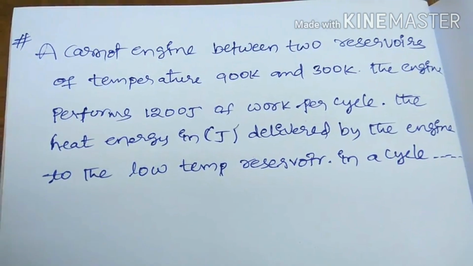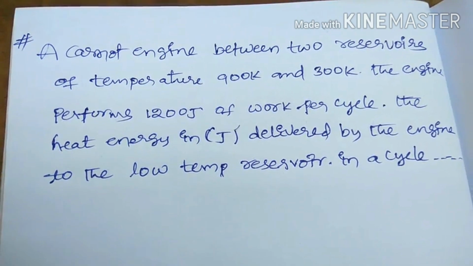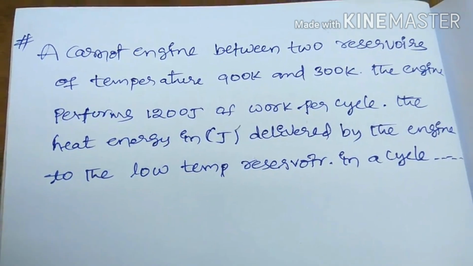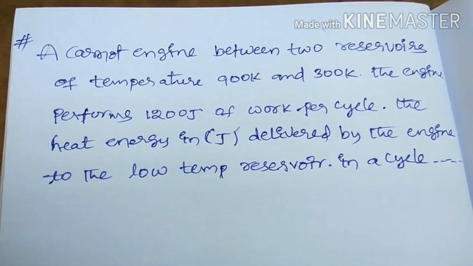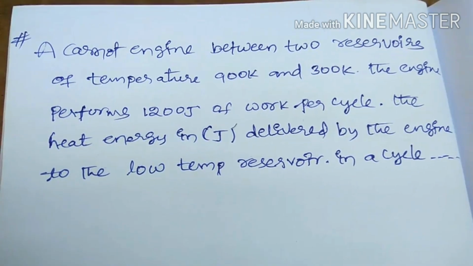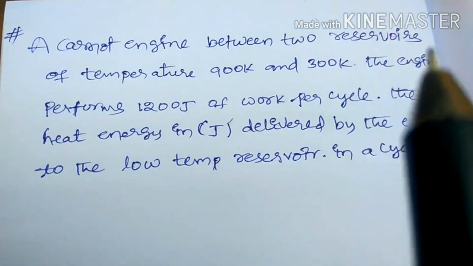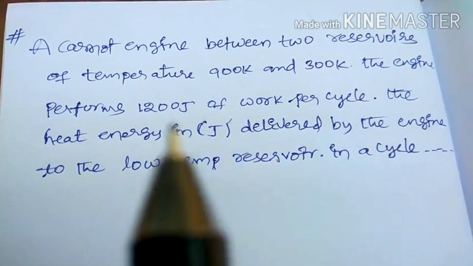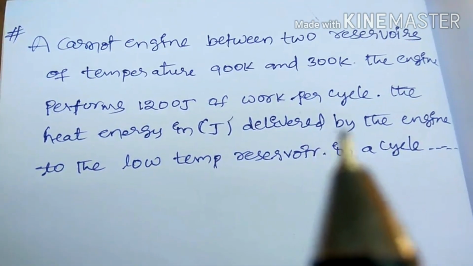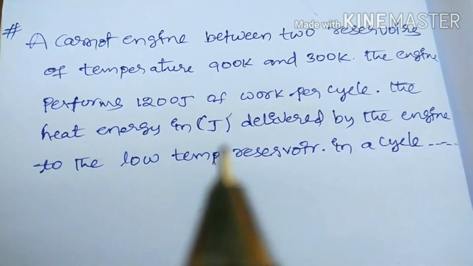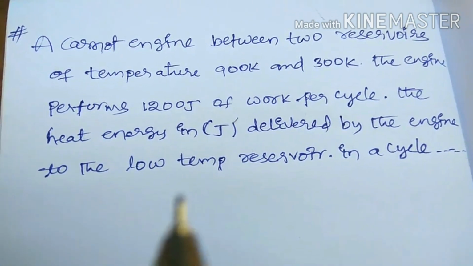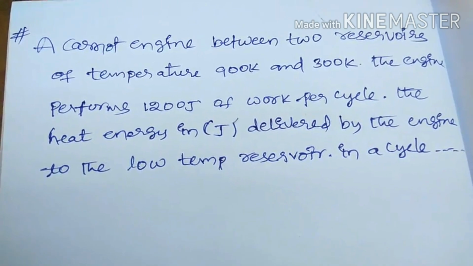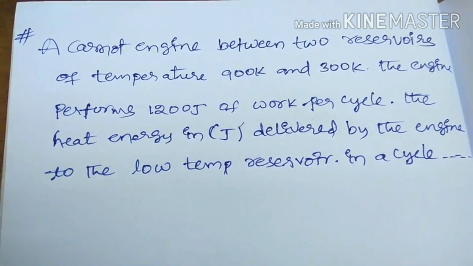Good morning students. In JEE Mains 2020, 7th January shift 1, there was a question from thermodynamics. A Carnot engine operates between two reservoirs of temperature 900 Kelvin and 300 Kelvin. The engine performs 1200 joules of work per cycle. Find the heat energy in joules delivered by the engine to the low temperature reservoir in a cycle. This is a numerical type question.